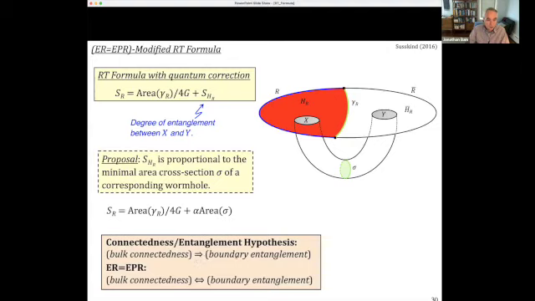Under the original RT formula, Van Raamsdonk's connectedness-entanglement hypothesis only suggests that boundary entanglement is necessary but not sufficient for bulk connectedness. Susskind's ER equals EPR modified interpretation of the RT formula reestablishes this biconditional one-to-one relation between bulk connectedness and boundary entanglement.